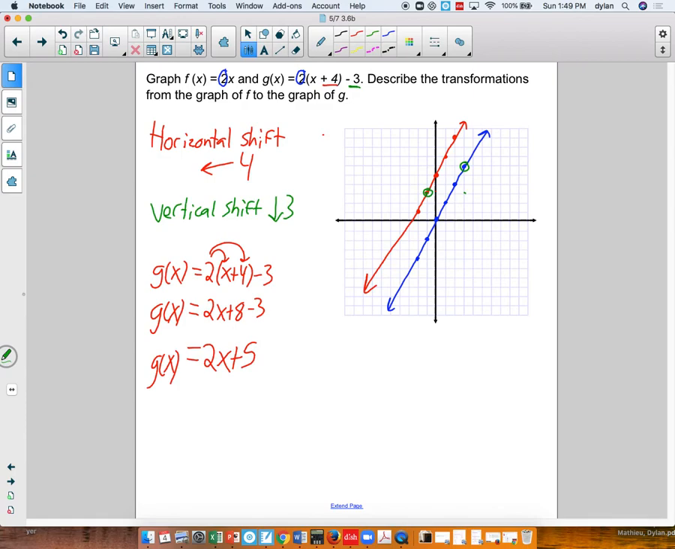So the red line, I could have graphed it the way I did by converting to slope-intercept form and then graphing it. But if I'd wanted to, I could have just looked at the blue line and taken every single point and gone left 4 and down 3 and plotted that point, and I would have ended up with the red line. So that gives you another way to graph. You can actually use the transformations to graph lines.